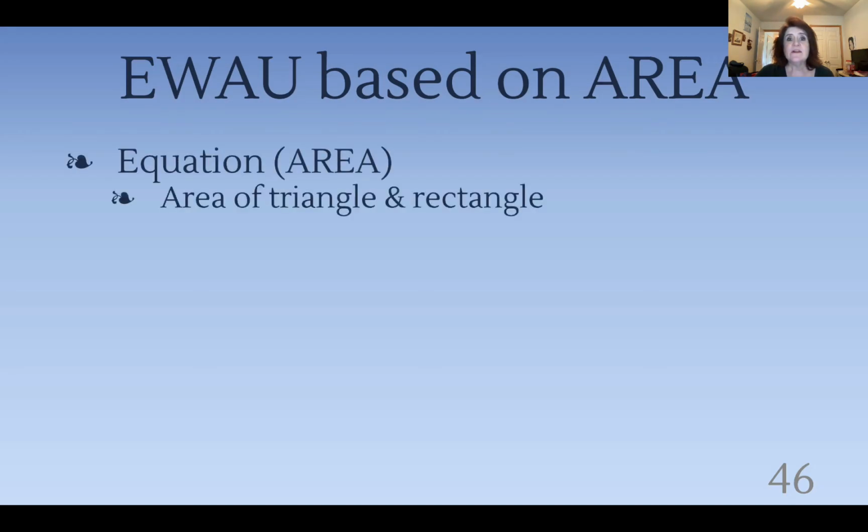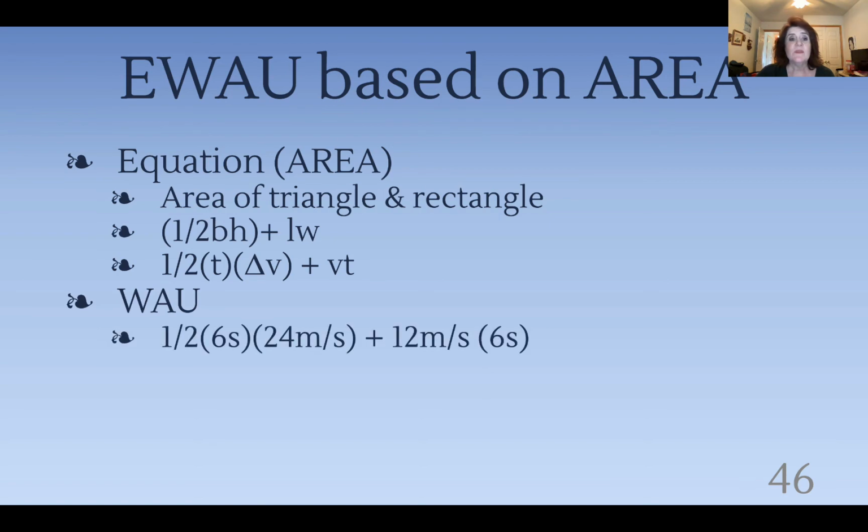So the area of the triangle and the rectangle is 1/2 the base times the height plus the length times the width of the rectangle. In physics, this is 1/2 the time times the change in velocity plus the velocity times the time. Working this out with units, we get 144 meters.